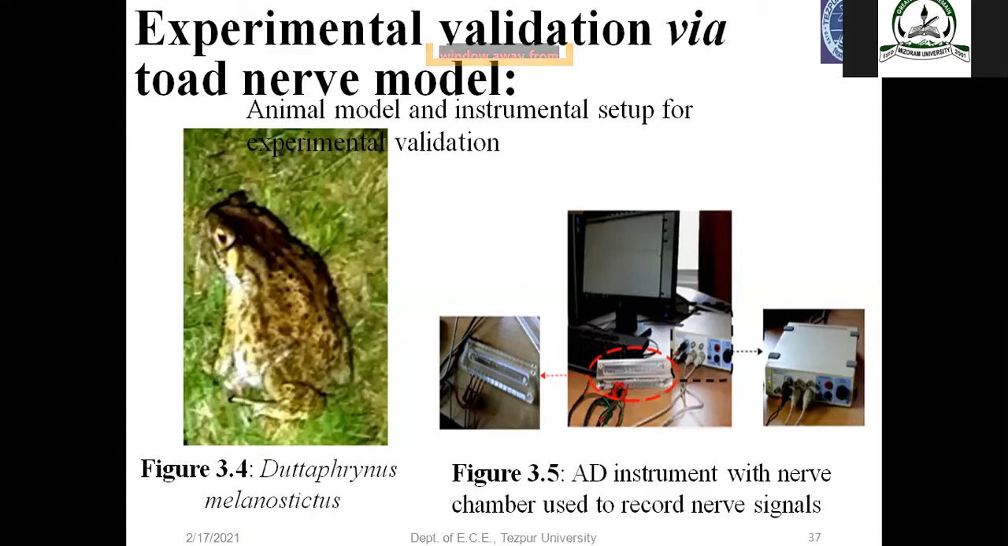What we have done is we took the frog, took out the sciatic nerve, then dipped it into snake venom with different concentrations. Snake venom is available in our university. We took it from the university and dipped the nerve. We tried to see how much myelin thickness is there, and we tried to analyze the signal.